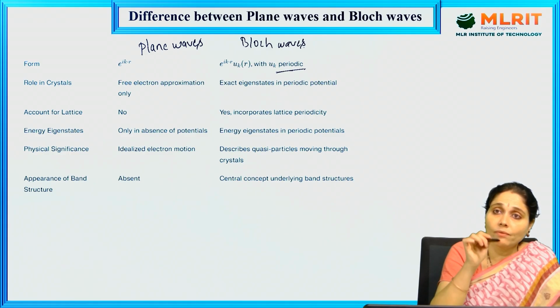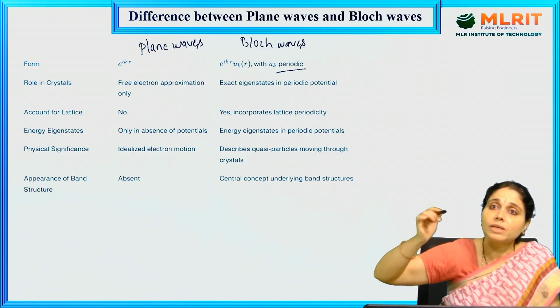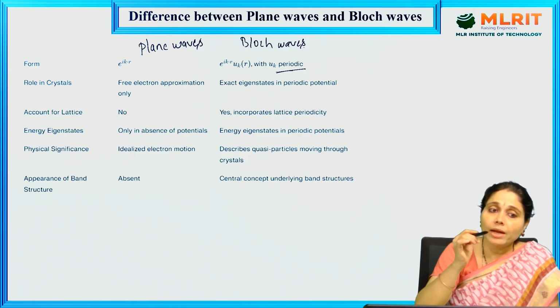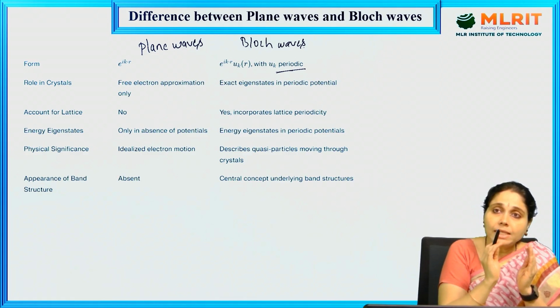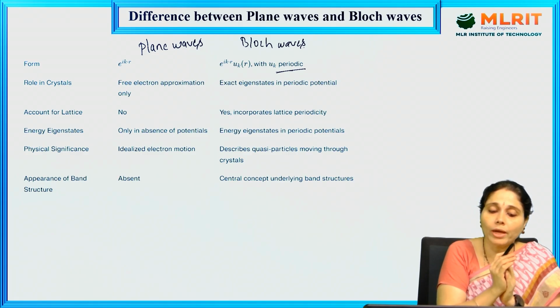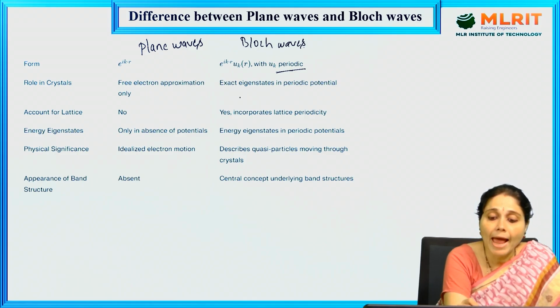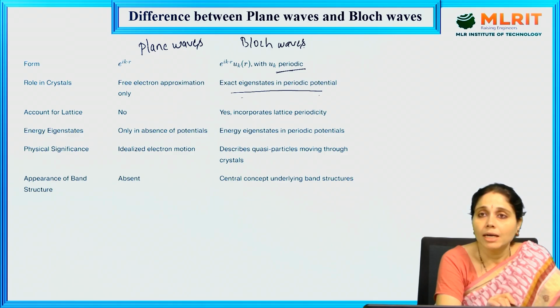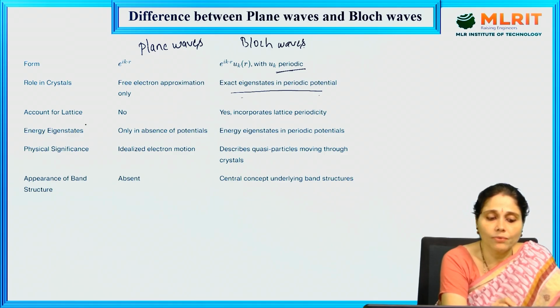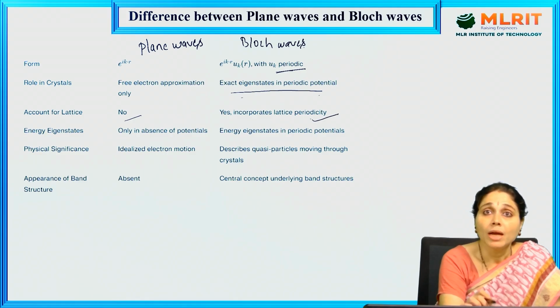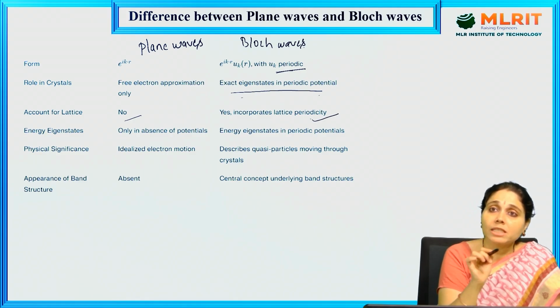The periodic potential will be there in between the atoms of a crystal lattice, where we can find the existence of the electron movement. Okay, electron movement can also be found. So, the role in crystals: free electron approximation only. Exact eigenstates in a periodic potential can be found by using these Bloch waves. Plane waves do not account for the lattice, while Bloch waves incorporate the lattice periodicity.